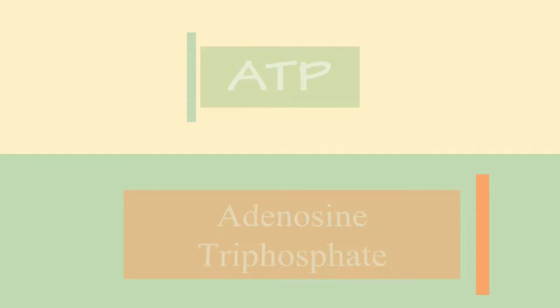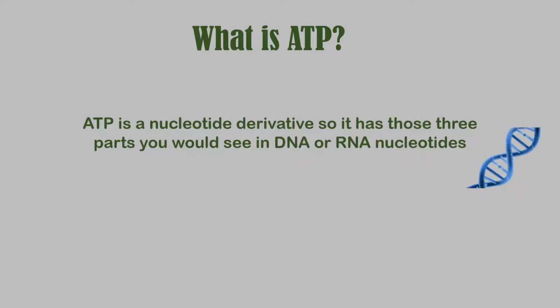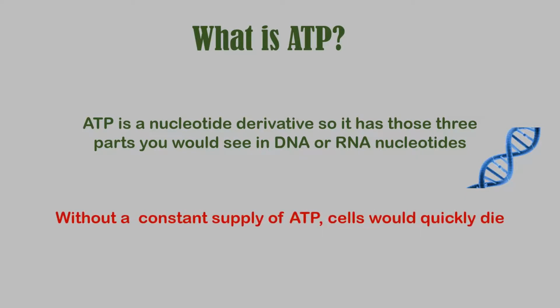Okay, so today we are going to learn about adenosine triphosphate. If you remember, the four major biomolecules, ATP would fit in with nucleic acid, yes, like DNA or RNA. So, what is ATP? ATP is a nucleotide derivative, so it has the same three parts you will see in DNA or RNA nucleotides. Without a constant supply of ATP, cells would quickly die.